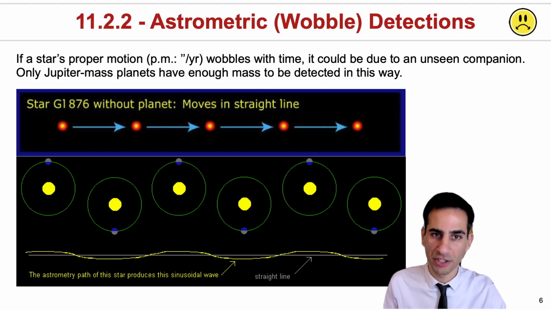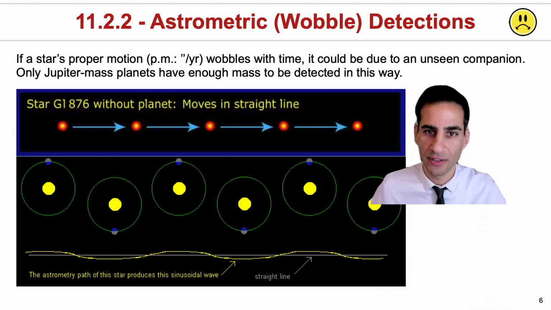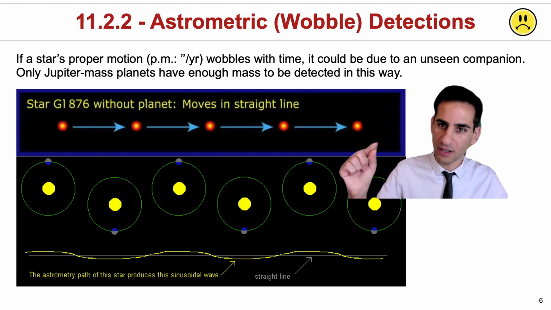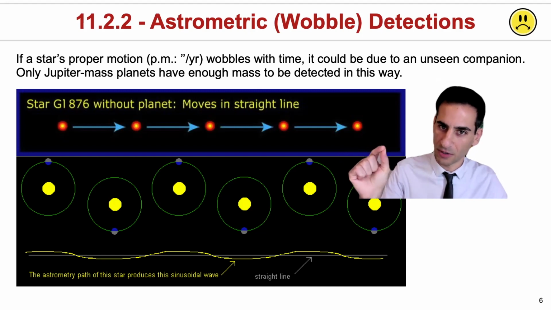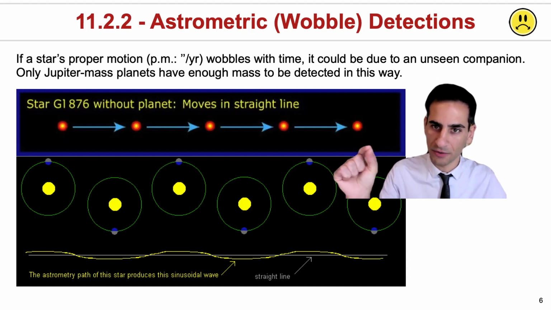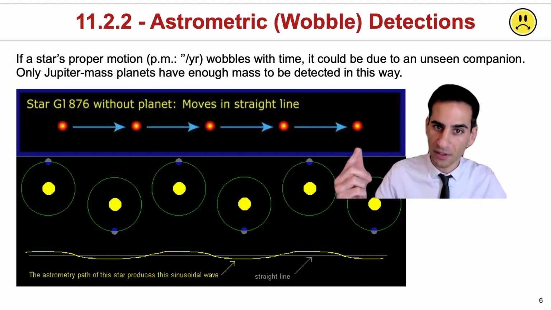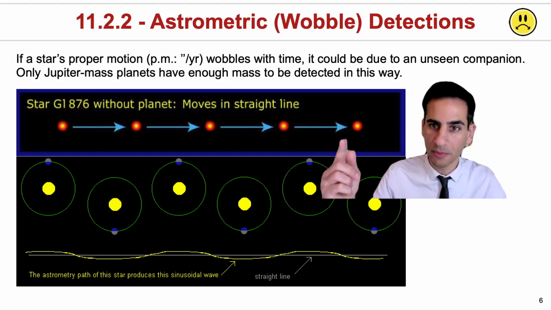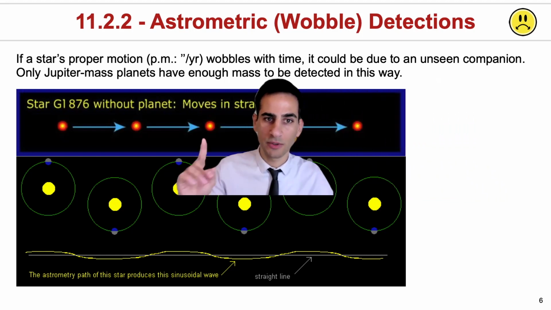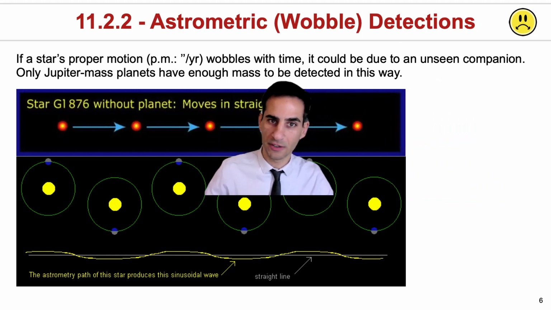The way this method works is essentially to understand that every year the star will never go to the exact same position. It has a proper motion of a few arc seconds per year sometimes, just due to the fact that we're orbiting the galaxy and so are the other stars. And if a star has no companion and no planets, in principle, as that happens, it will just move in a perfect straight line.